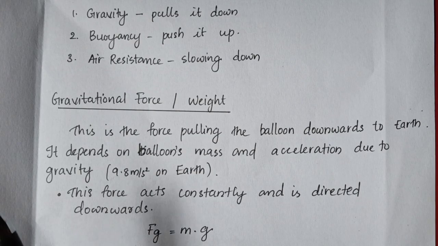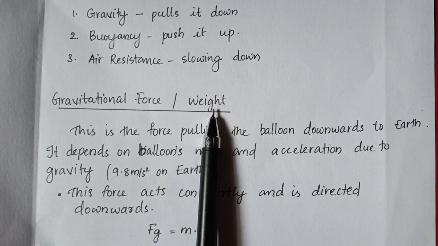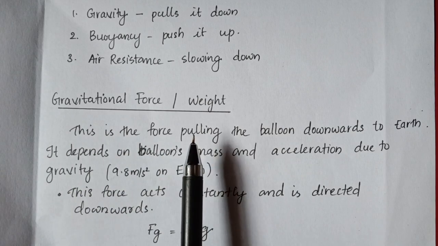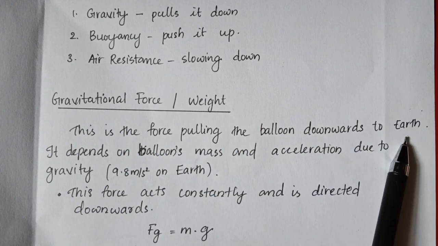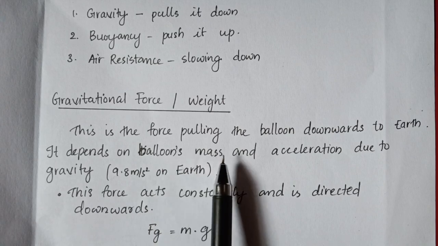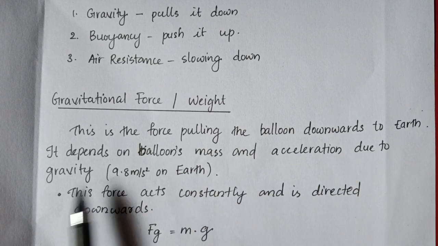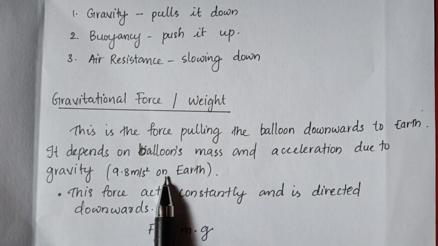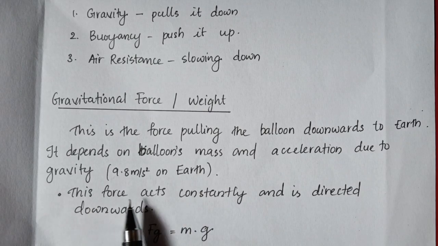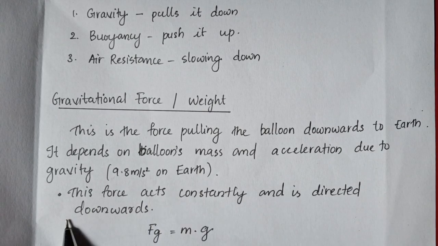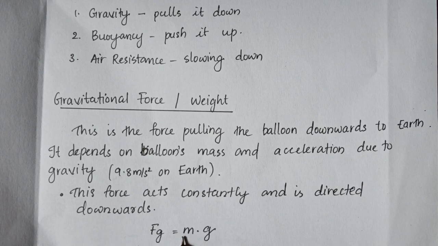First, let's discuss gravitational force or weight. This is the force pulling the balloon downwards to Earth. It depends upon the balloon's mass and acceleration due to gravity, which is 9.8 meters per second squared on Earth. This force acts constantly and is directed downwards. We can represent gravitational force as Fg = mg, where m is the balloon's mass and g is acceleration due to gravity.